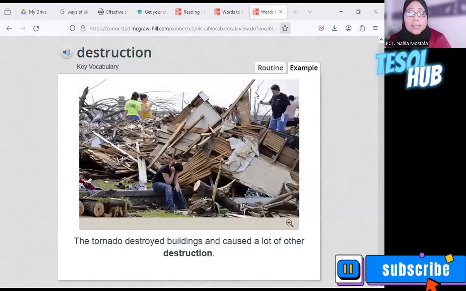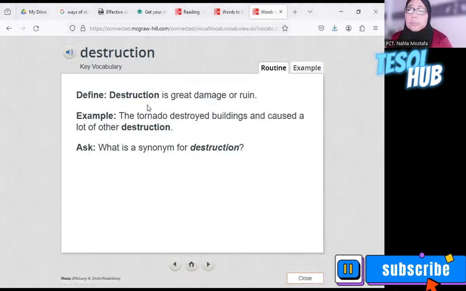I guess, guys, the picture will help you a lot guessing the meaning. So look at those people. Are they in a good situation or a bad one? They will start talking about the definition of destruction. They can describe the picture. After describing the picture, of course, you can tell them the definition of destruction.